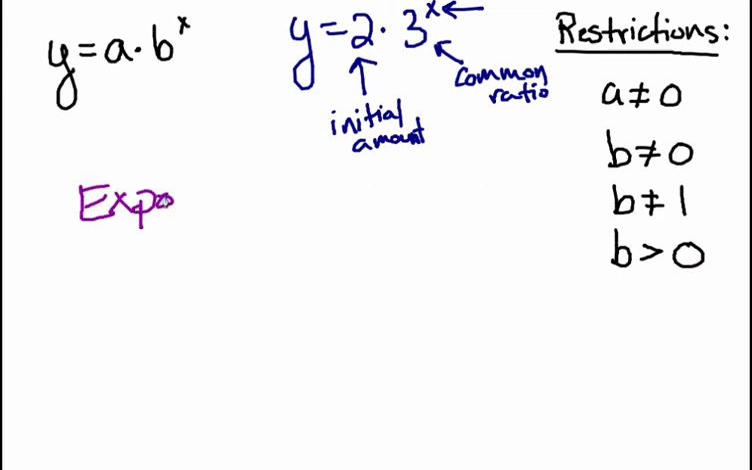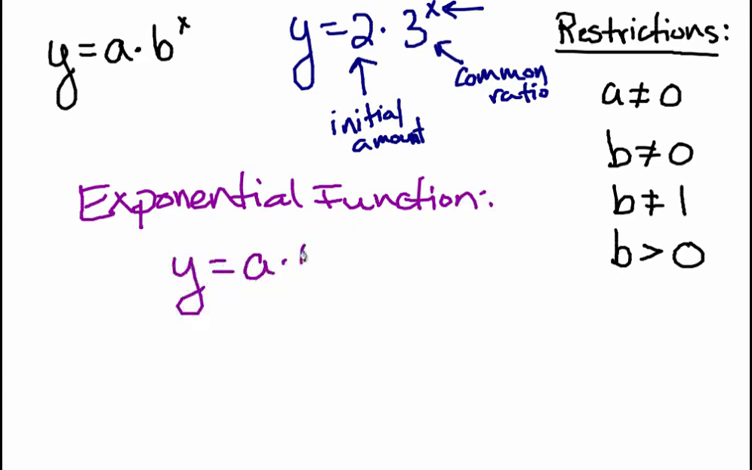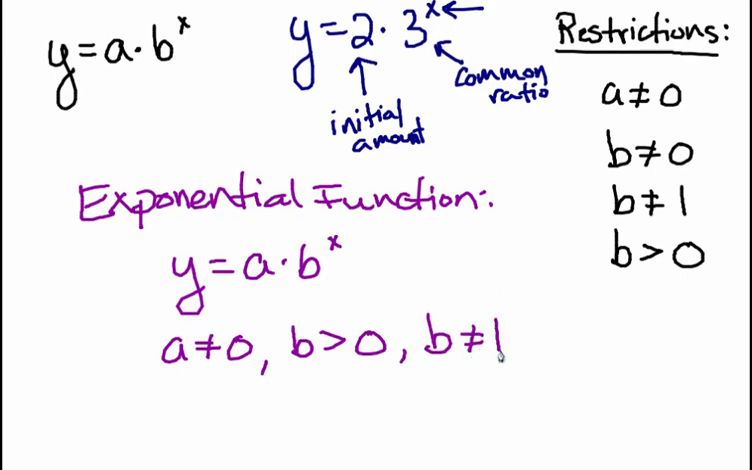So to summarize, an exponential function comes in the form y equals a times b to the x, where a can't equal 0, b has to be greater than 0, and it also cannot equal 1. Okay? A can't equal 0, b can't equal 1, and b has to be greater than 0. And notice that I didn't write this restriction down because writing b is greater than 0 implies that b can't equal 0.